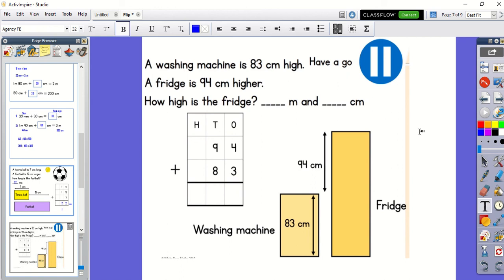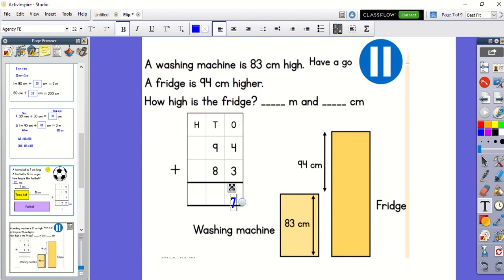And welcome back if you paused. So the reason why I have to figure this out is because it doesn't say a fridge is 94 centimeters high. It says it's 94 centimeters higher than the washing machine, which is 83 centimeters. So that's why I've had to do 94 add 83. And as you can see, it wants the answer in meters and centimeters, which means I'll have to do a bit of converting. So first of all, let's figure out the answer in centimeters.